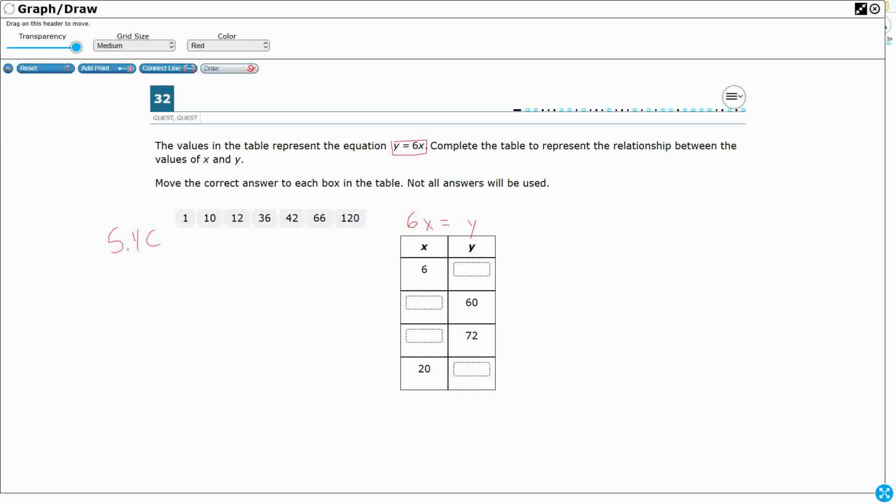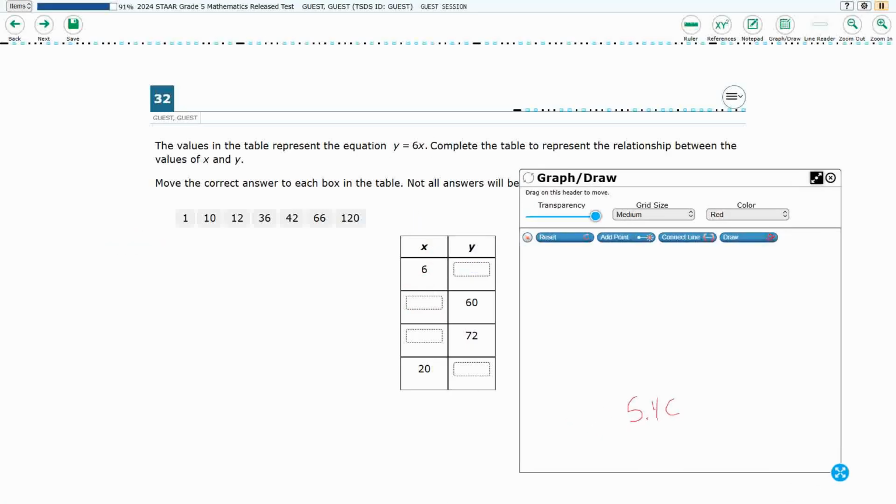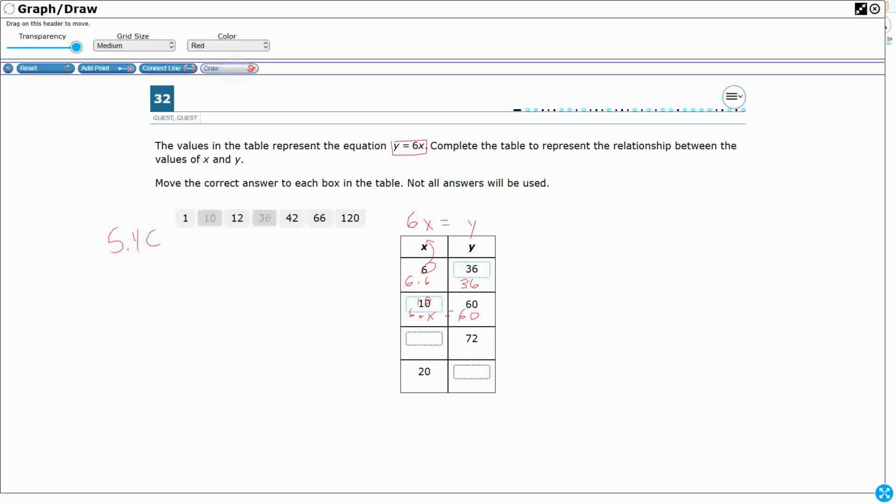Because now I can plug my 6 into that x right there. So this is really saying 6 times x, or 6 times 6. So 6 times 6 equals my y, so that needs to be 36. This is equals 60, so 6 times, I'm going to put x here, equals 60. 6 times what makes 60? Well, that's a basic fact. So 6 times 10 makes 60. So let's grab the 36. Let's grab the 10 and keep going.